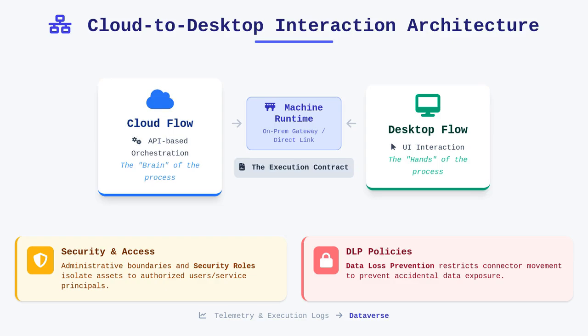Moreover, data loss prevention policies provide an essential governance layer that restricts data movement between connectors, effectively preventing the accidental exposure of sensitive information during the execution of an automated task.